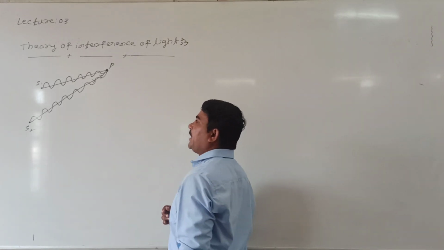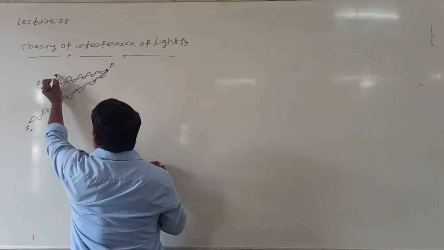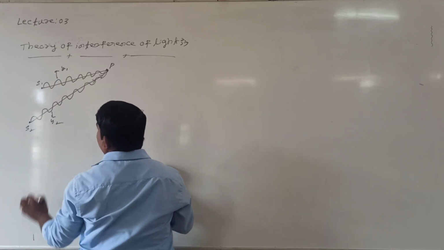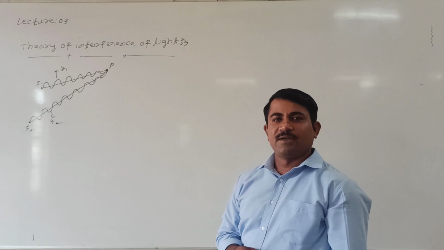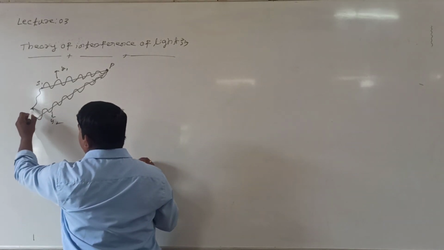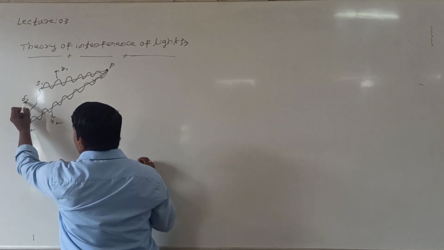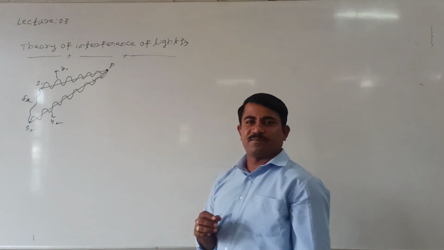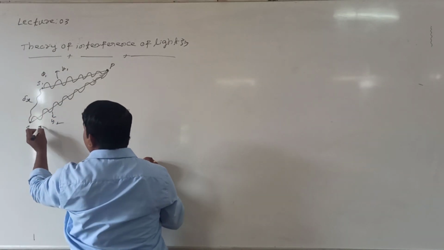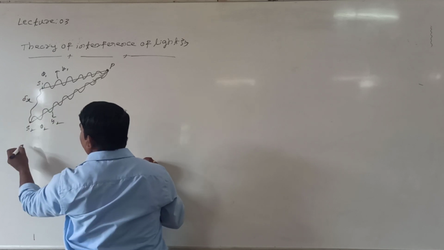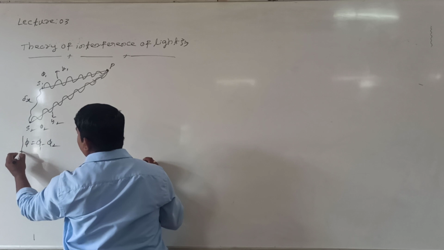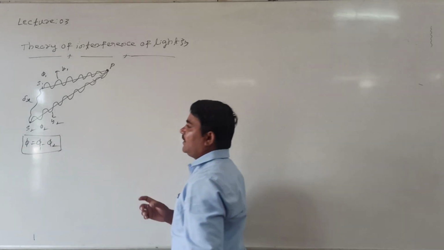See here. Now I will explain in detail. Consider that this wave has a displacement of y1 and this wave has a displacement of y2 initially. Now between S1P and S2P, what is the path difference? Consider del x as the path difference. Similarly, for one wave the phase is phi1 and for the other wave the phase is phi2, and the phase difference phi is equal to phi1 minus phi2.